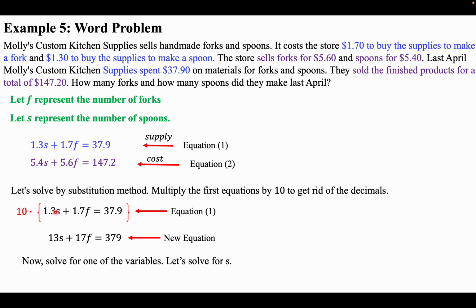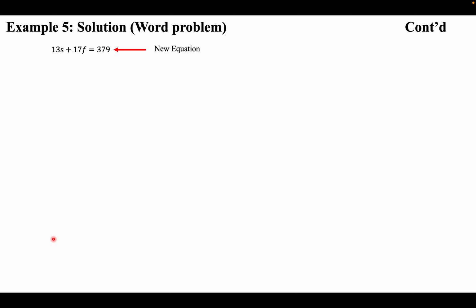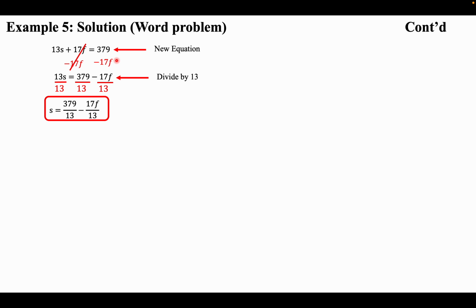Now solve for one of the variables. Let's say we want to solve for S. We're going to subtract 17F first to get this equation here. Then, since we are solving for S, to get S alone, let's divide both sides by 13. We get S is equal to this right here.